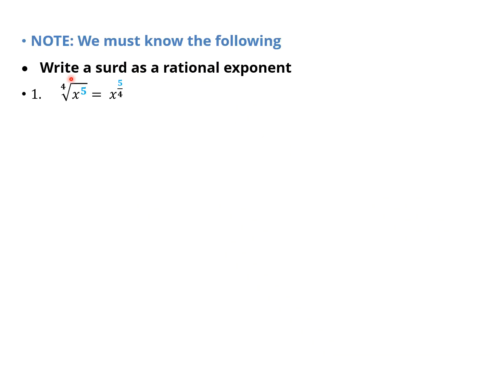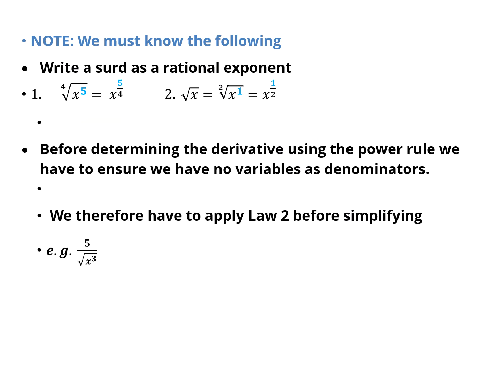So we must be able to write the surd as a rational exponent. If I give you the 4th root of x to the power 5, the exponent inside goes outside, and the radical sign goes to the bottom, 4. So to go from a surd to a rational exponent, it is 5 over 4. Also, if I say square root of x, remember square root is a secret 2. So that's x to the power half. 1 inside, 2 outside.